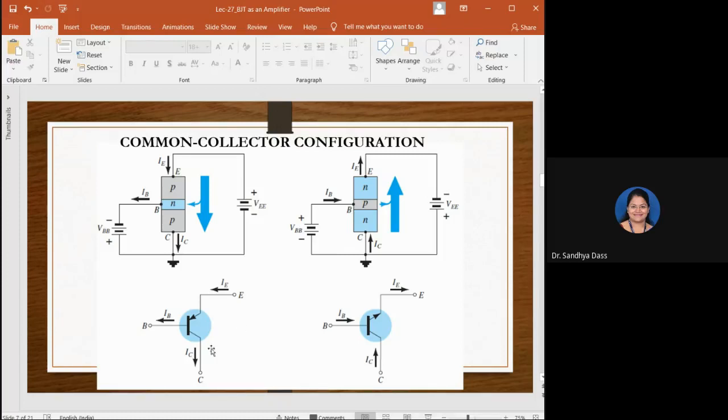I hope you are able to identify that. This is the NPN transistor and this is the PNP transistor. Are you able to get that?